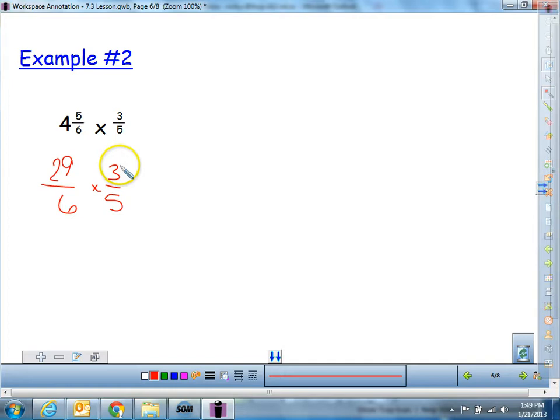I hope you said yes. We can take 3 and divide it by 3 and get 1. We can take 6 and divide it by 3 and get 2. So now I have 29, 1, 2, and 5. Nothing works together, so I'm just going to go straight across. 29 times 1 is 29. 2 times 5 is 10.